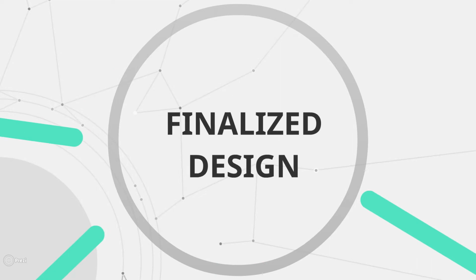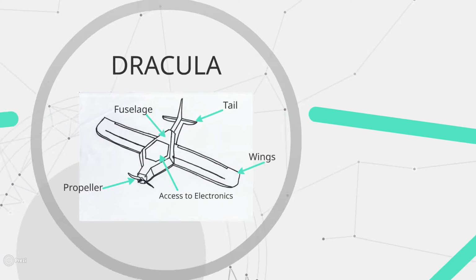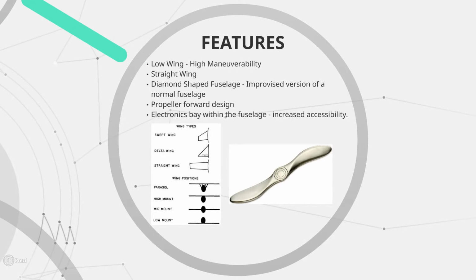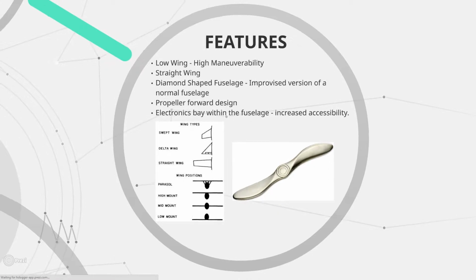This is our finalized design. Our plane is called the Dracula because of its coffin-like fuselage, and these are the parts of the plane. For our features, we have a low wing for high maneuverability, a straight wing, a diamond-shaped fuselage which is an improvised version of a normal fuselage, a propeller forward design, and an electronics bay within the fuselage for increased accessibility.